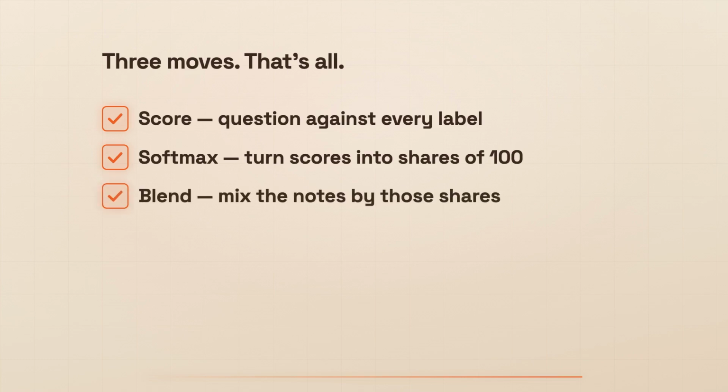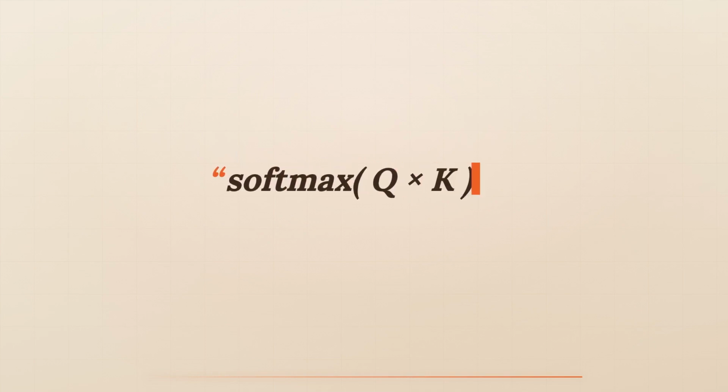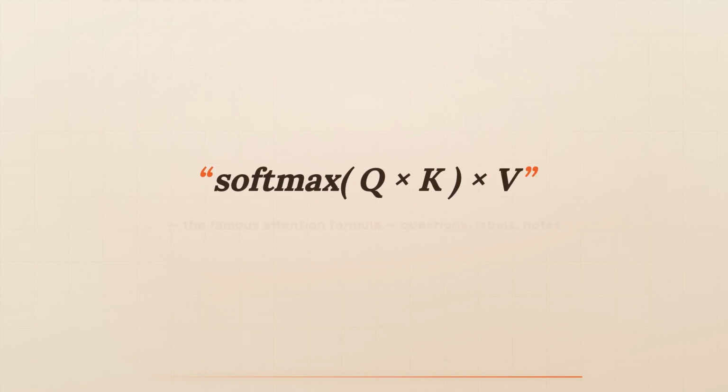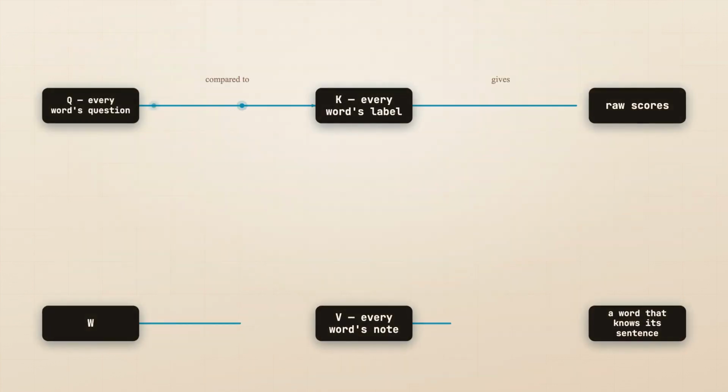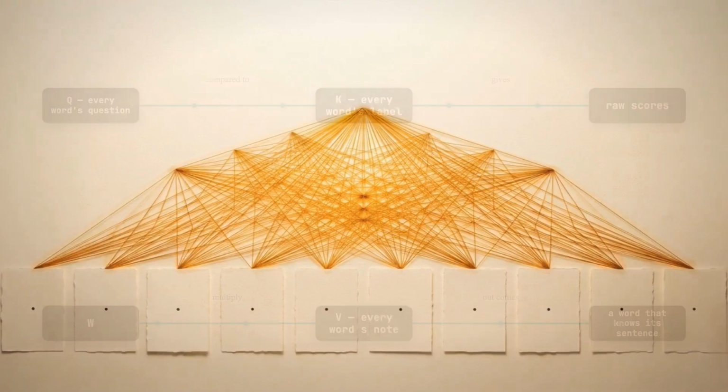And here's the part that'll make you smile. Everything we just did, it's a single line of math. Line up every word's question, the queries. Compare them against every word's label, the keys, to get the scores. Softmax those scores into weights. Then multiply the weights by the notes, the values. Written out, it's just softmax of Q times K times V. That's the famous attention formula. And now you actually know what every piece means.